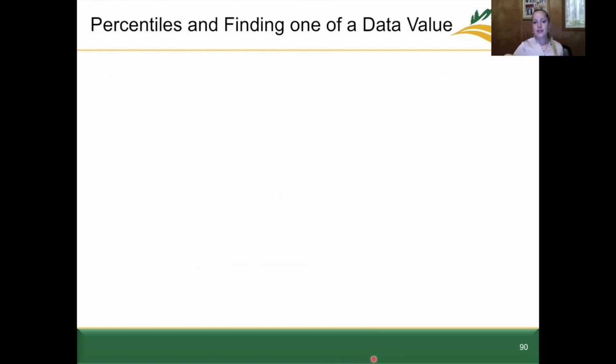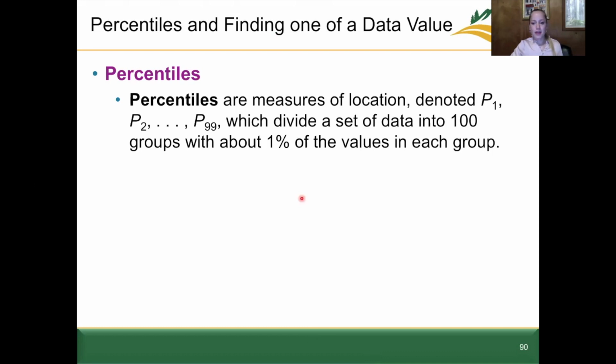The next part of this section is talking about percentiles and quartiles. We're going to talk about percentiles first. Percentiles are defined as measures of location. They're denoted by a capital P with a subscript, where that subscript denotes the percentile. So this would be the first percentile, this example, second percentile, this number, 99th percentile. Okay, so we do capital P and then a subscript to denote the percentile. Now, if we have percentiles, this divides a set of data into 100 groups, right? 100 percentiles, with about 1% of the values falling into each of those percentiles.